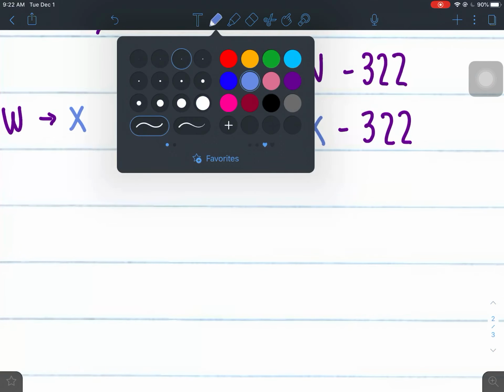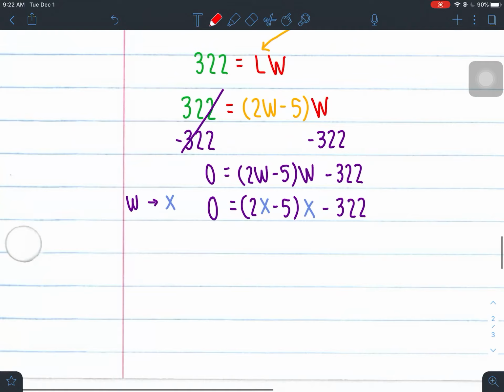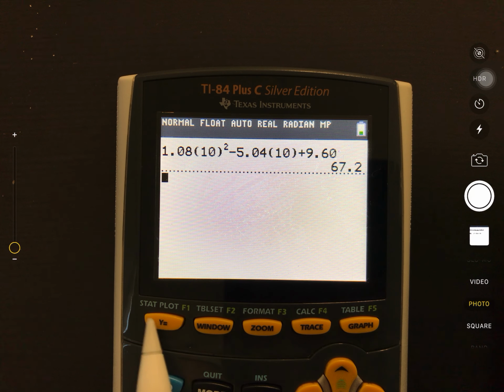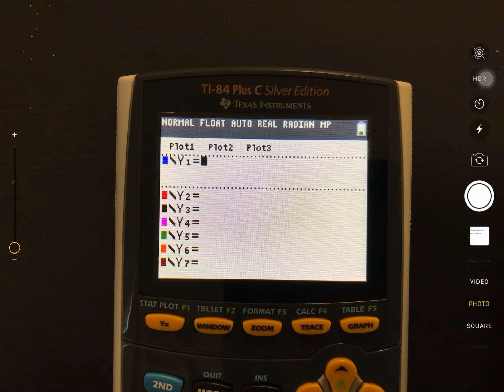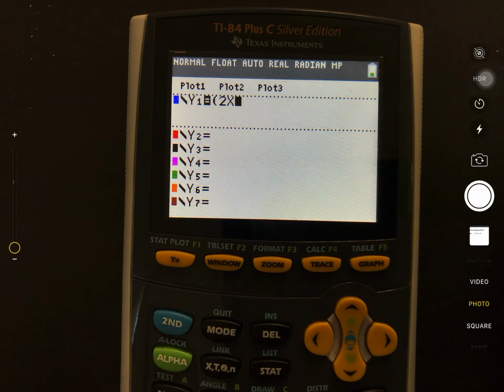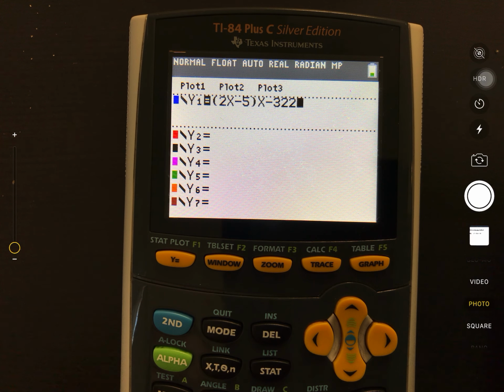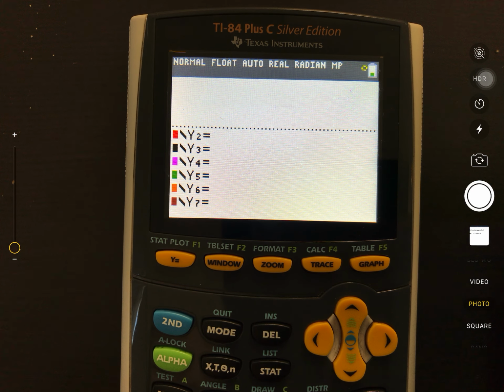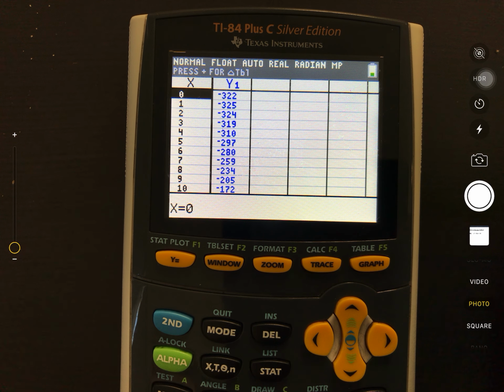Okay, now we can actually graph this. So we're going to type that in. Again, this problem is super weird. I know it doesn't make a lot of sense, and all these problems are super different, so that doesn't help either. In the y equals screen, we're not going to graph it, we're going to look at the table, because we don't really care about graphs unless we really need the graph. So parentheses, 2x minus 5, parentheses x minus 322. Again, we replaced our w's with x's.